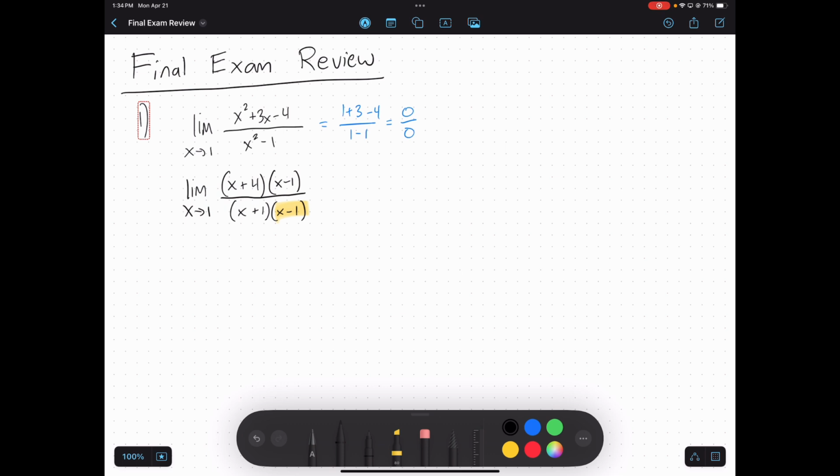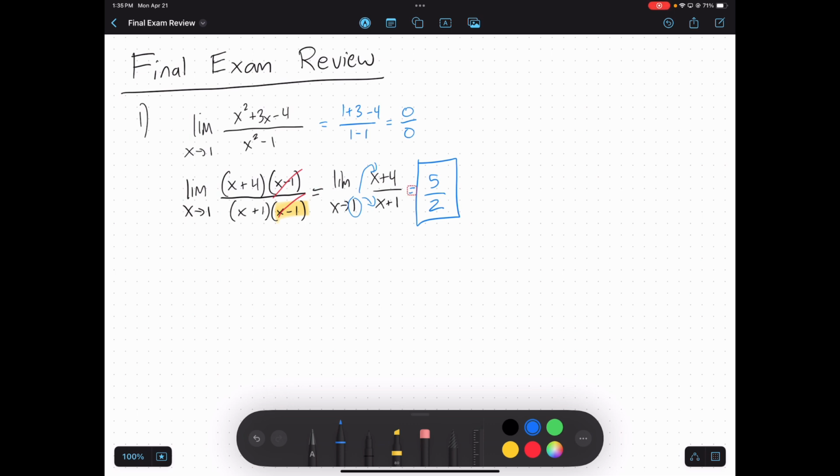Very nice. Well, that's awesome because now those x minus 1 terms cancel, and that tells me that this limit is equivalent to this limit of just x plus 4 over x plus 1. Now what do I do? Plug in 1. Now I plug in the 1 again, and now I don't get an indeterminate form. I get 5 over 2, and that's my answer. Right? Now I can plug that 1 in for x. Awesome. Any questions about that one?